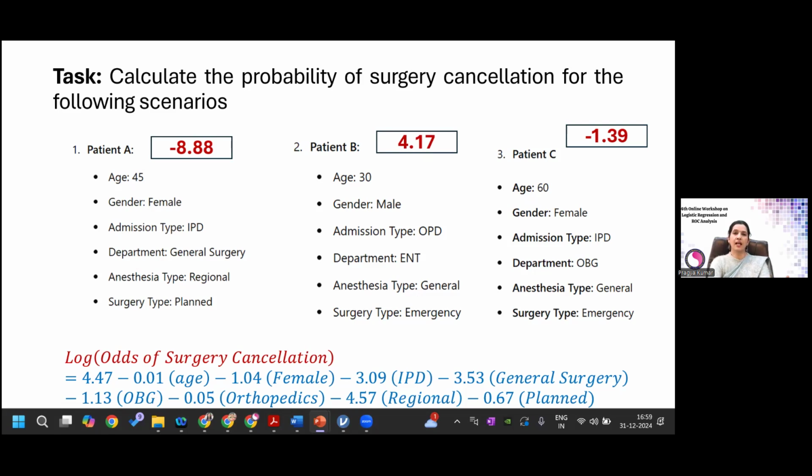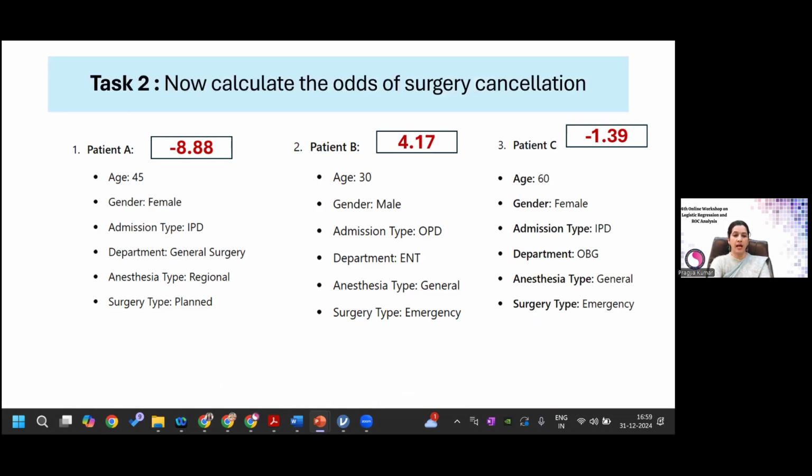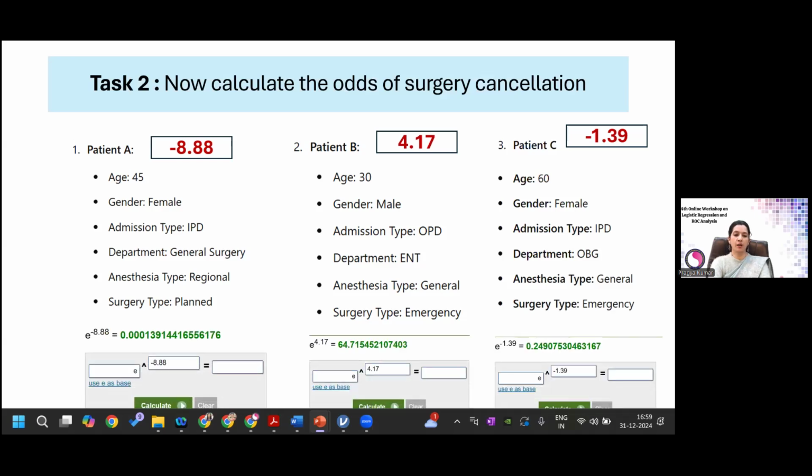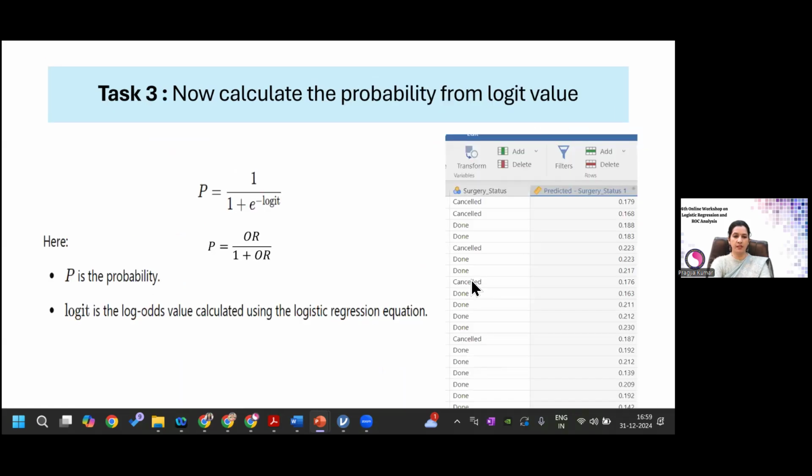So these are the calculated values. And now if you have to calculate the odds, how have we calculated the odds? As you remember, e to the power, exponent of these log odds will give you the odds of surgery cancellation. So these were the values of the odds of surgery cancellation. And then you can calculate the probability. So now you know that probability is equal to odds by 1 plus odds.